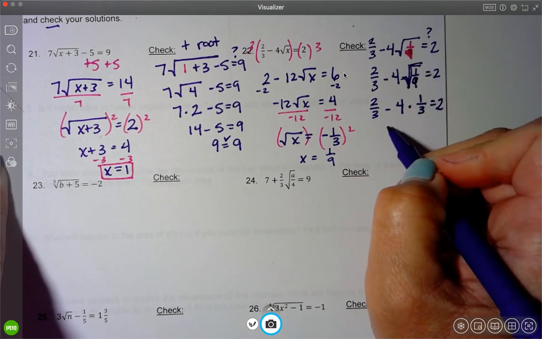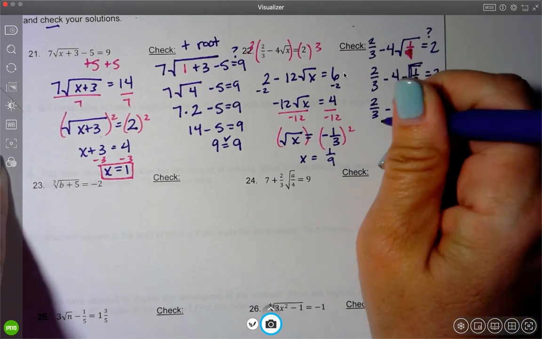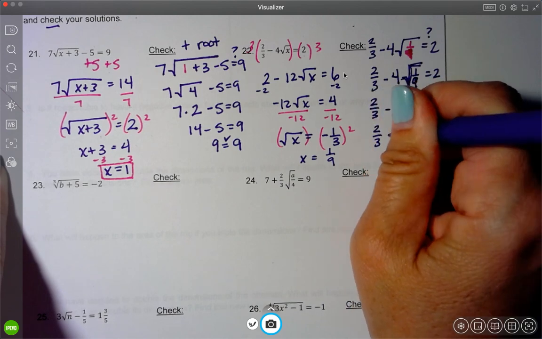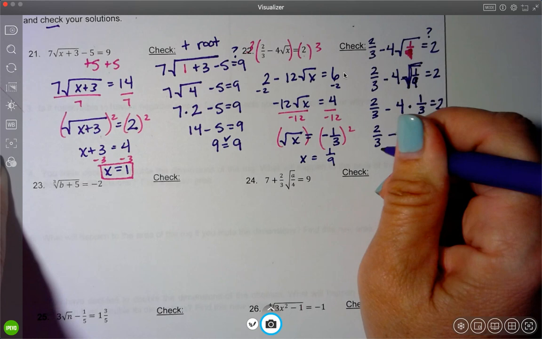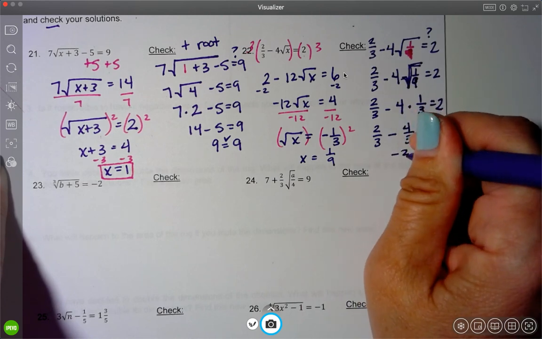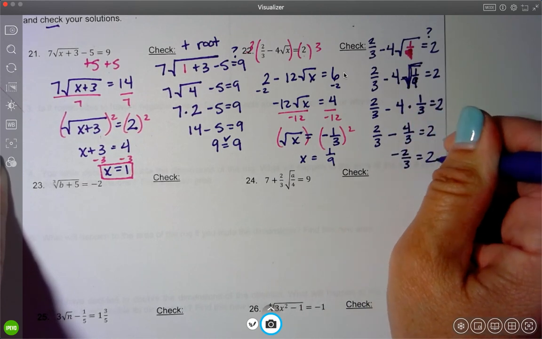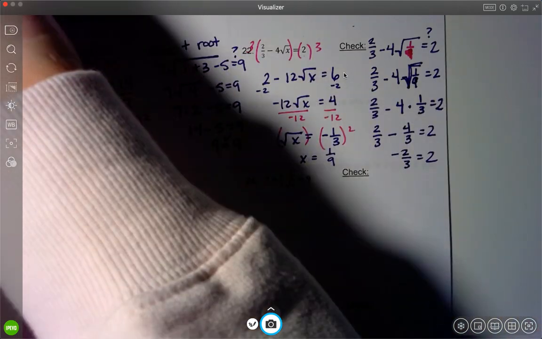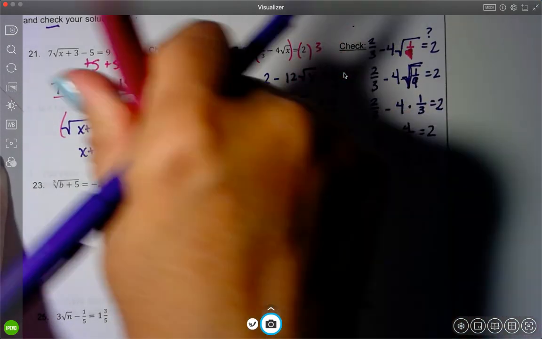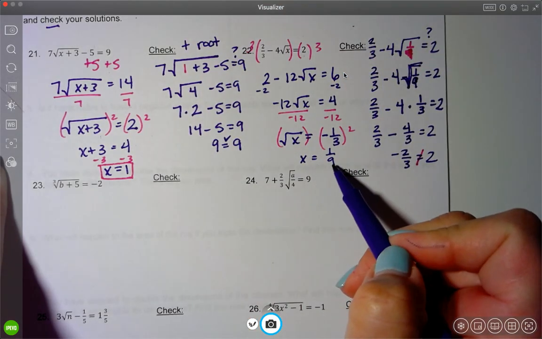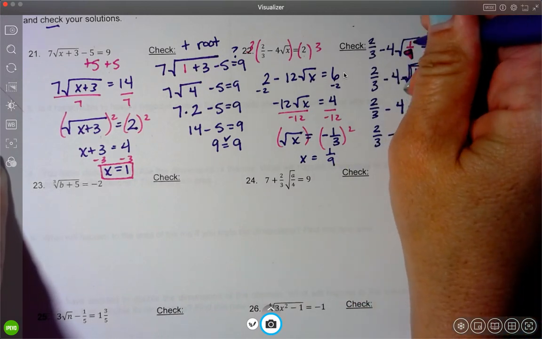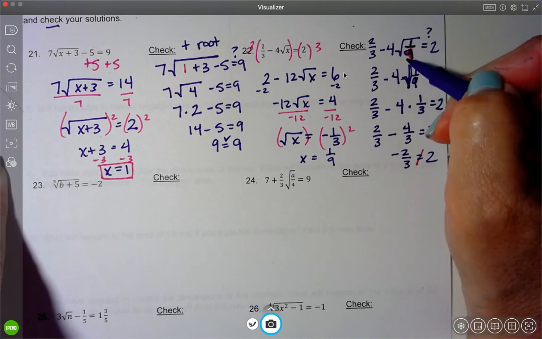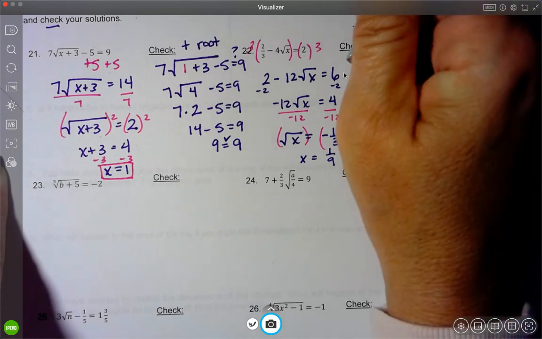And then 4 times 1/3 is 4/3. So 2/3 minus 4/3 equals 2. And 2 minus 4, negative 2/3 equals 2. Well, that's not true, right? Okay, so this has to be no solution. So even though I got 1/9, and then I plugged it back in for my x, it didn't work out. So this is no solution.